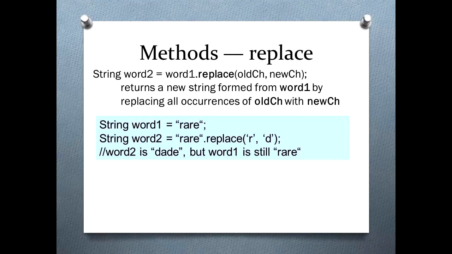Next is replace. Replace is nothing but replacing the present alphabet with a new alphabet. Now the example shows word 1 is rare, R-A-R-E, and word 2 is rare dot replace R by D. So wherever you find R, the R has to be replaced by D by using the string method replace. So here word 2 is dead, but word 1 is still rare because in word 2 we are replacing R by D. So this is how we replace characters in an existing string.